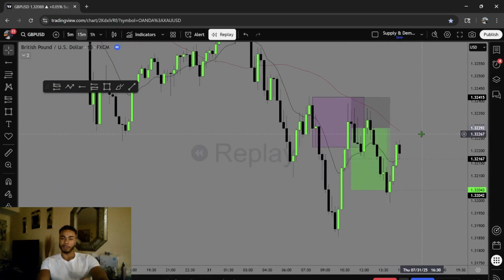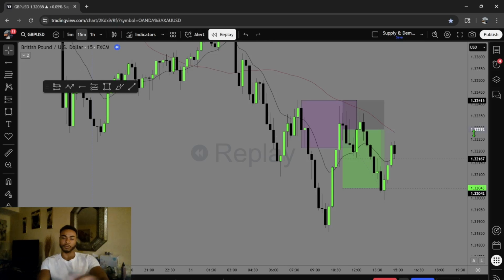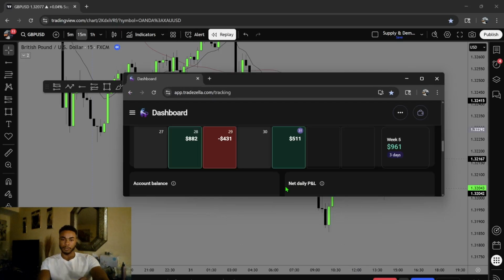Basically, I was at work, so I wasn't really paying too much attention to this trade, which was good because it took dumb long, especially with this pair. This pair moves too slow. And here I made $500, which is cool.